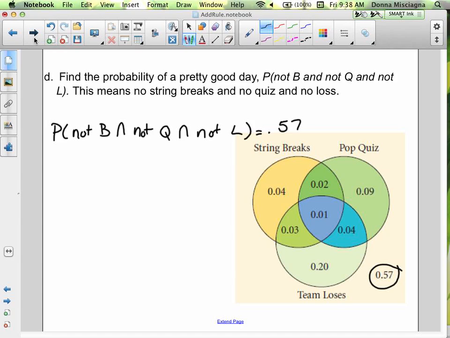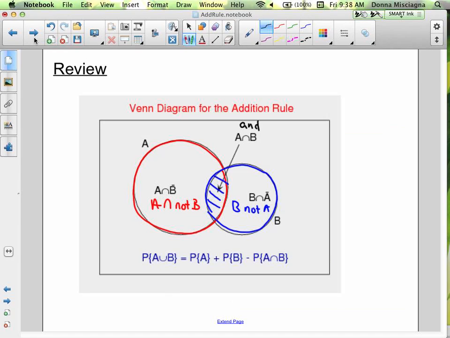And I think that was the last one. So a little review here. All right, so just a reminder with our Venn diagrams and the addition rule, or. So if you have the probability, this means or, right? So the probability of A or B is the union, right? And we're going to add A, add B, and subtract the intersection. If they're mutually exclusive, I mean they can't both happen at the same time, then there'd be nothing in the intersection.